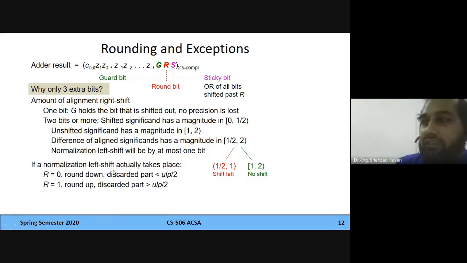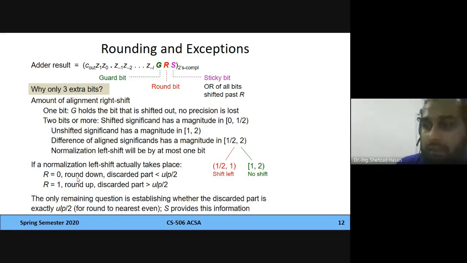If a normalization shift is actually taking place, then if r is 0, we round down, and the discarded part is less than unit of least precision by 2. If r is 1, then the discarded part is greater than unit of least precision by 2. So this round bit is going to identify that for you. If it's 0, you are talking about less than 0.5. If it is 1, you are talking about greater than 0.5. But the only case left is if you are at exactly 0.5. That is determined by the sticky bit. So this is how these three bits are combined together, and these are the only three bits needed for rounding operations.